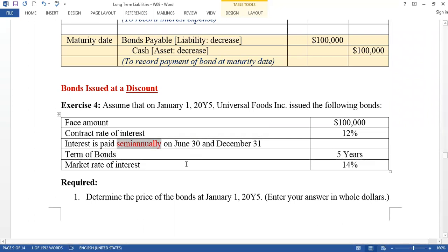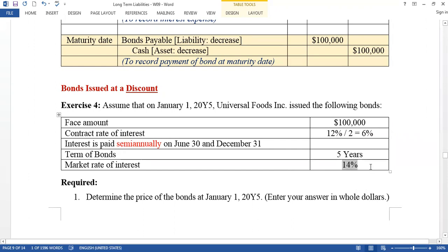Since it is semi-annually, divided by 2 equals 6%. Term of the bond, 5 years, no problem. Market interest rate. So compare these two. Contractual interest rate 12%. Market interest rate is 14%. So the market rate is higher.